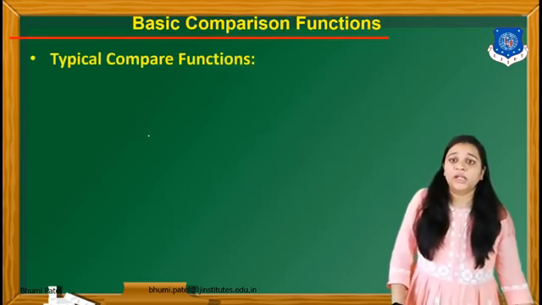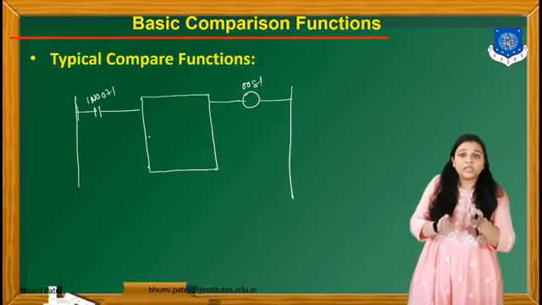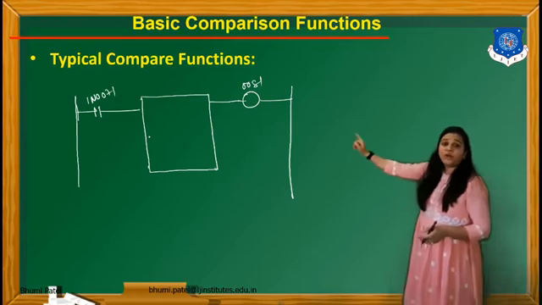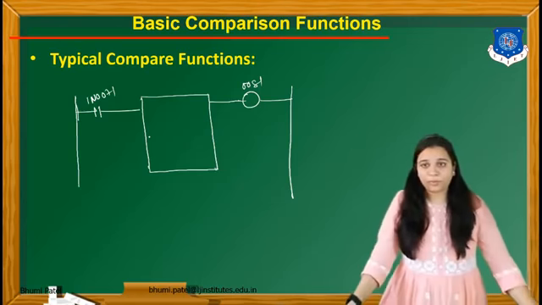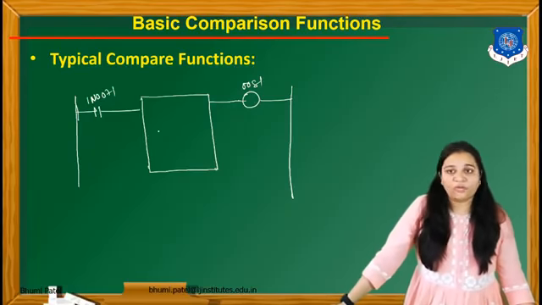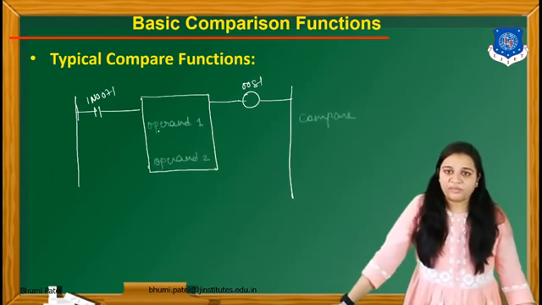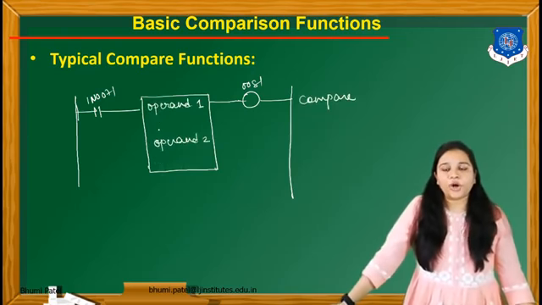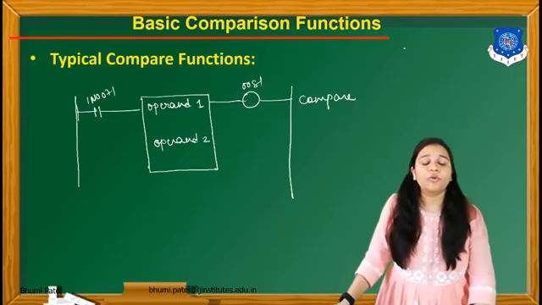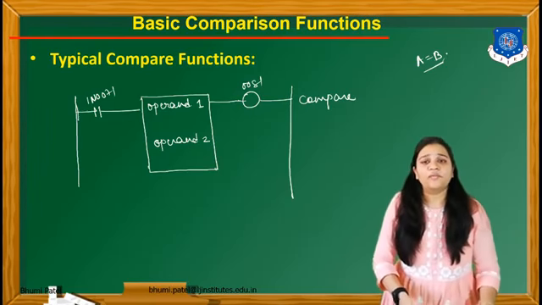Next we study the different types of comparison function using the ladder diagram. The first is the typical comparison function. Here we draw a ladder diagram for the typical compare function. The compulsory condition is that we connect only one input and one output. The main difference is the block format. Whenever we draw the PLC diagram using the compare function, we take only two operands, operand 1 and operand 2, because if we compare A equal to B, we have only two variables.